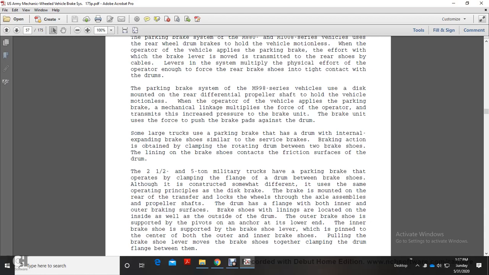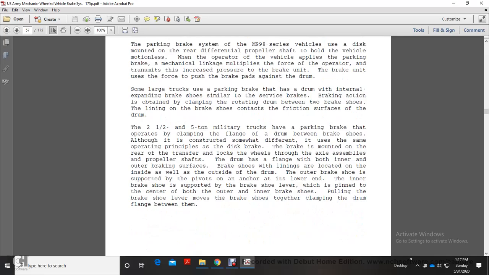Some of the large trucks with parking brakes have a drum internal expanding brake shoe, with some of the shoes shared with the service brakes. Brake action is attained by clamping the rotating drum through the two brake shoes, with the lining of the brake shoes contacting the friction surface of the drum. The 2.5 and 5-ton military trucks have a parking brake that operates by clamping the flange of the drum between the brake shoes.